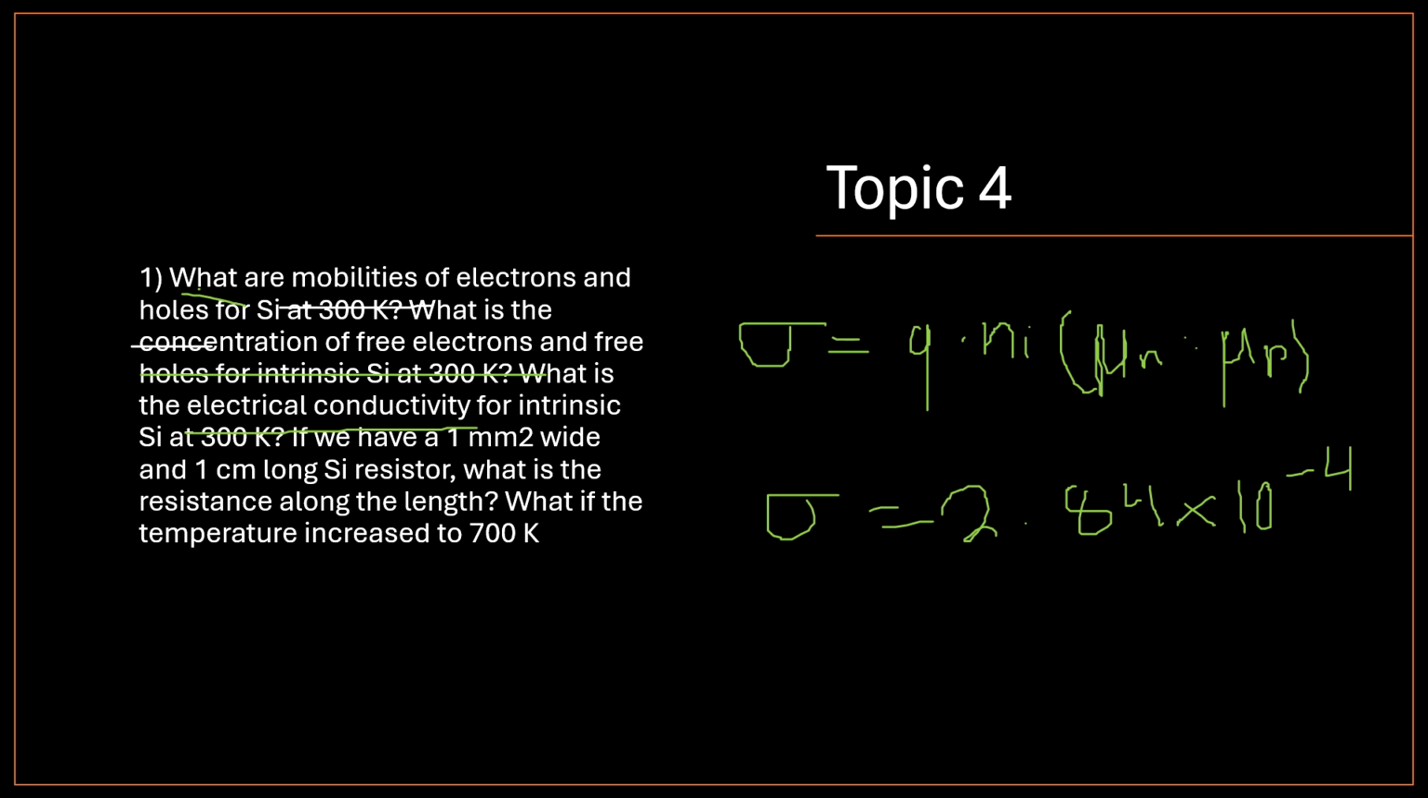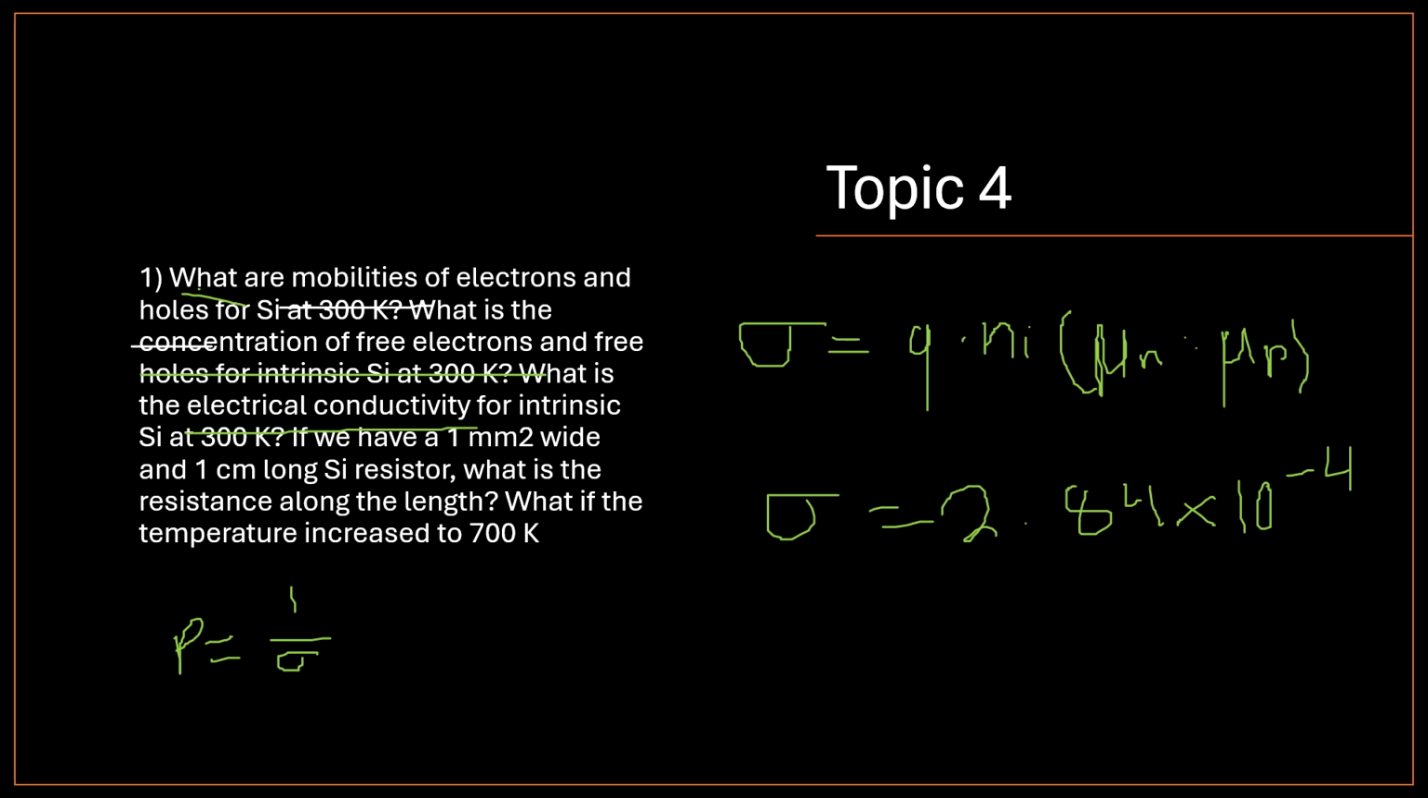Next, if we have a 1 millimeter squared wide and 1 centimeter long silicon resistor, what is the resistance along the length? So first, our resistivity formula is resistivity equals 1 over your electrical conductivity. So if you plug it into your calculator, that gives you 3.52 times 10 to the 3rd.